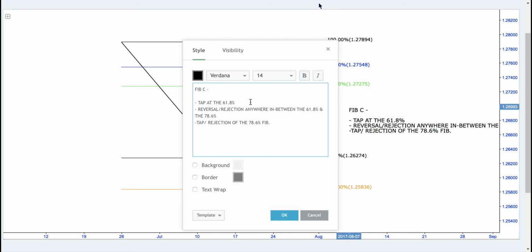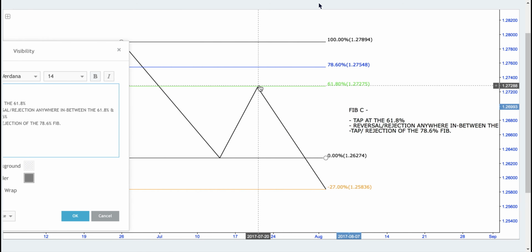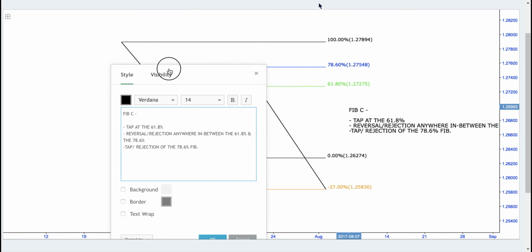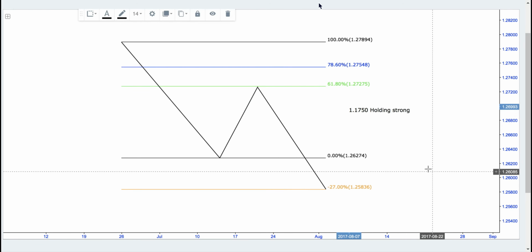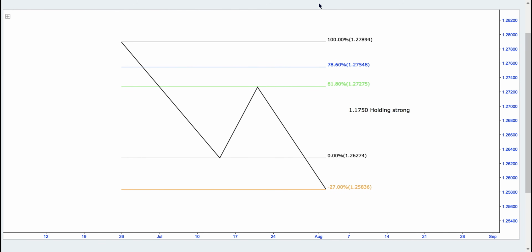So what can actually happen there? 3 variables. We can see the market pull back and tap directly. If I just remove this for a second.